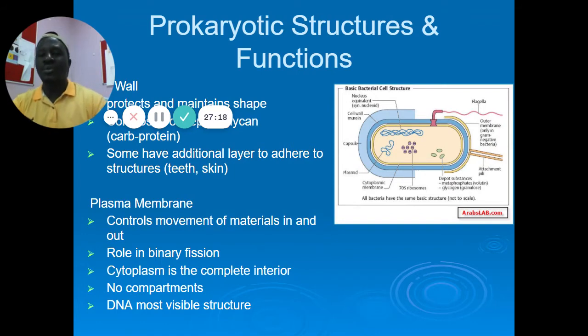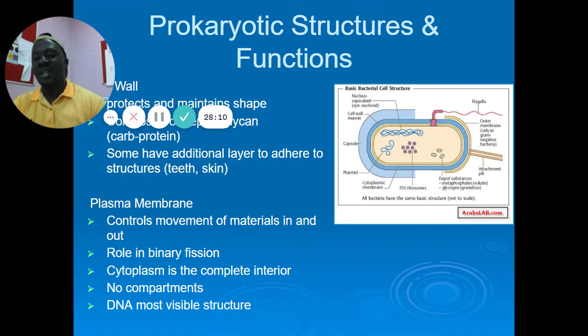The plasma membrane controls movement of materials in and out of the cell. It's also important in binary fission, that is during reproduction, because these bacteria reproduce asexually. Binary fission is when a cell divides into two equal cells. Then the cytoplasm is the complete interior, and it forms the site for other interior organelles. So the importance of a plasma membrane in a prokaryotic cell: number one, it controls movement; number two, it's important in binary fission, that's reproduction; and it also forms the cytoplasm inside, which makes the internal environment, and it doesn't have any compartmentalization.